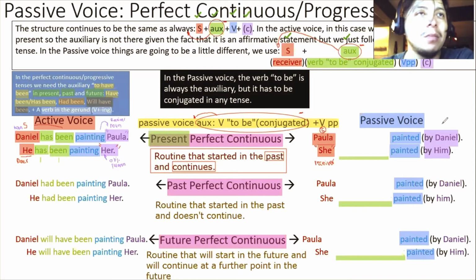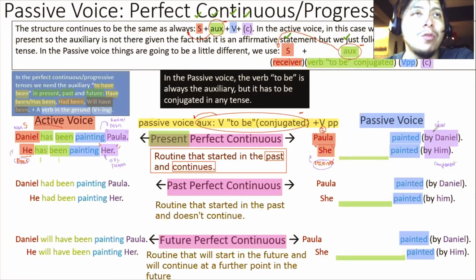Normally, Daniel, in the active voice, Daniel was the subject because he's the doer of the action. Here, he's the doer and he was the subject. In the active voice, we are speaking about the person or the thing doing an action. In the passive voice, the subject is the receiver. This is the subject. The subject is Paula. So Daniel is now a complement.